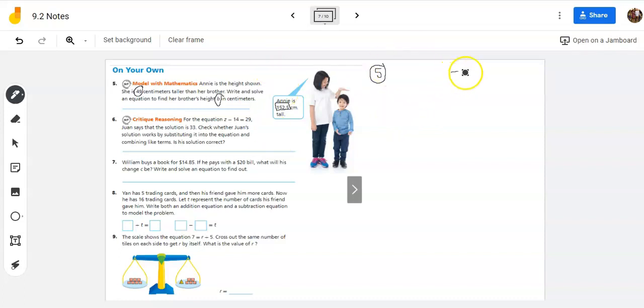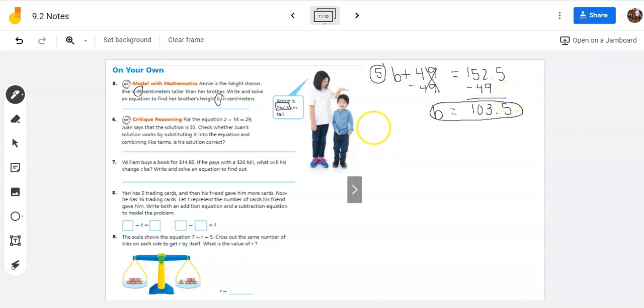I know we're equaling it to 152.5 because that's her total height. Her brother is B, and I'm going to be adding 49 to that. I'm going to subtract 49 from each side. When I do that, my 49 cancels out to 0 over here, and I have B equals 103.5. And if you want to, you can put that on the blank over there.